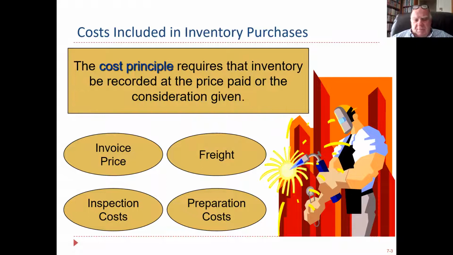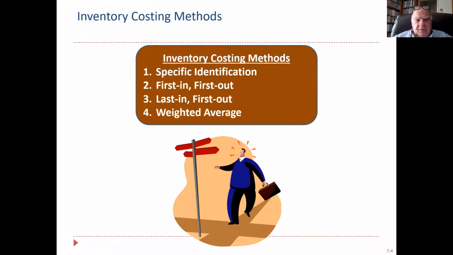And the same thing with preparation costs. Maybe you buy something and you can't fit it into your store, so you have to knock a wall down or something. And we actually had to do that one time where I used to work. So the cost principle means that you pick up all of the costs directly related to bringing in your goods. We're going to talk about different inventory costing methods here: FIFO, LIFO, weighted average, and specific ID.